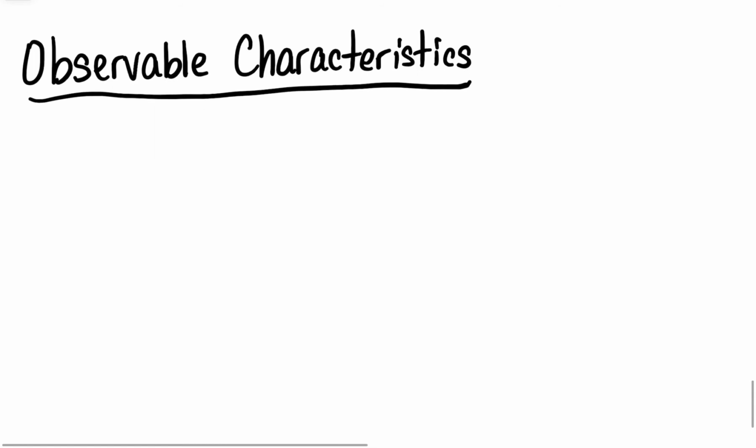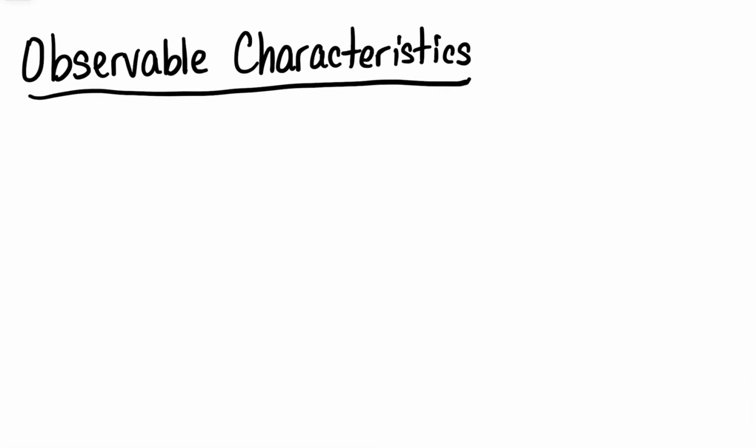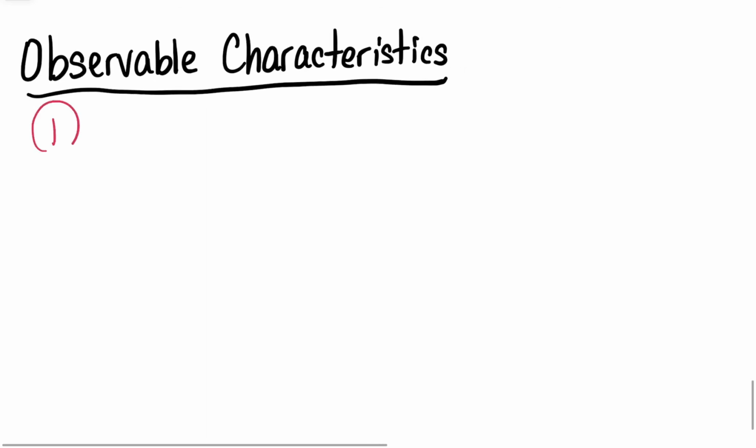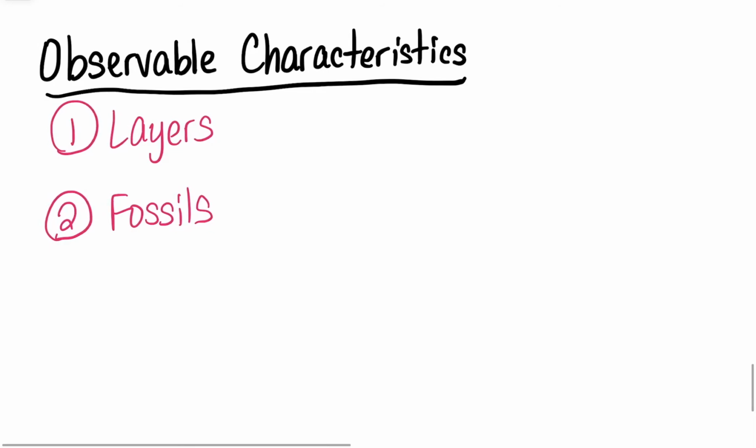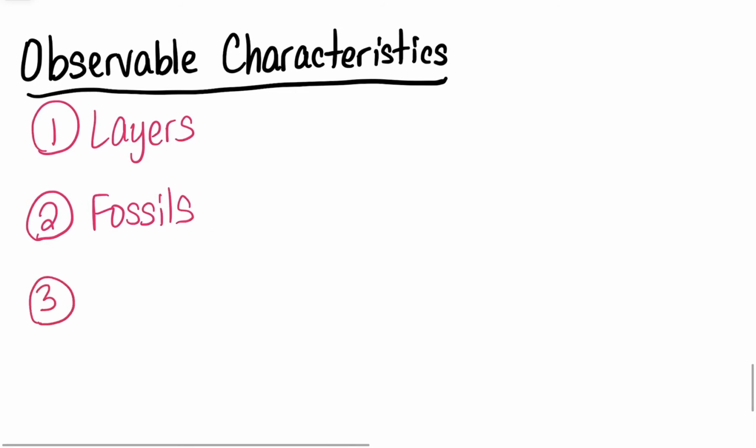Now we'll move on and write down the observable characteristics of a sedimentary rock. What can we look for in a rock to try to figure out if it is a sedimentary rock? We will look for 4 main observable characteristics. The first is that the rock has layers. The second is that the rock has fossils. The third is that the rock contains shells.